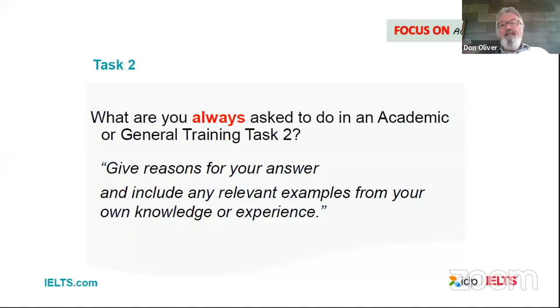And the evidence, the support that you produce can be very personal. It doesn't have to be like an essay for a university lecturer. It can be personal, anecdotal. It can be not something that is from a book, but just something that you know about. And we tell you that. Include any relevant examples from your own knowledge or experience.